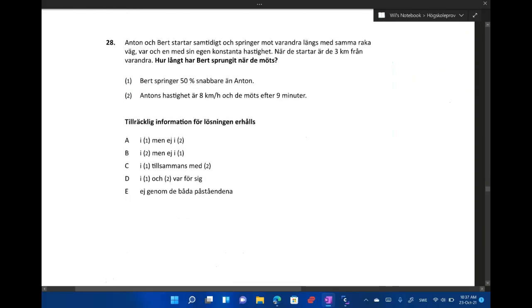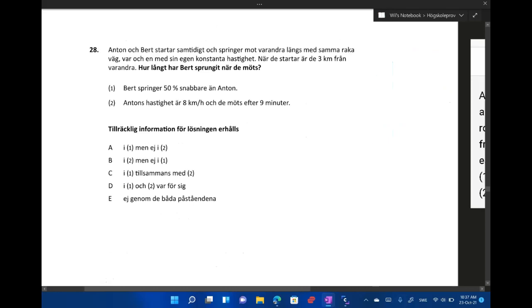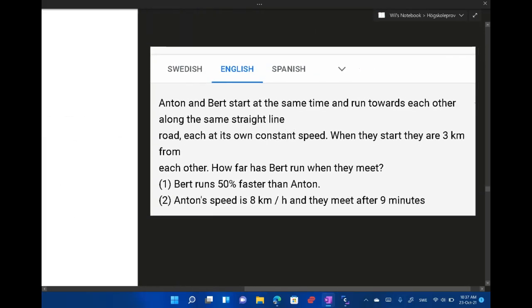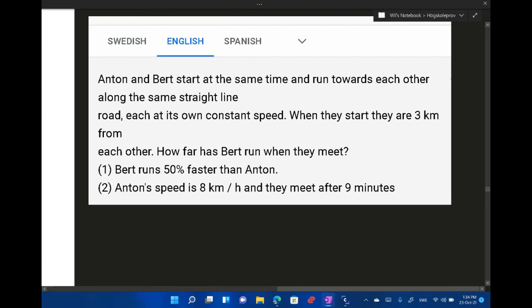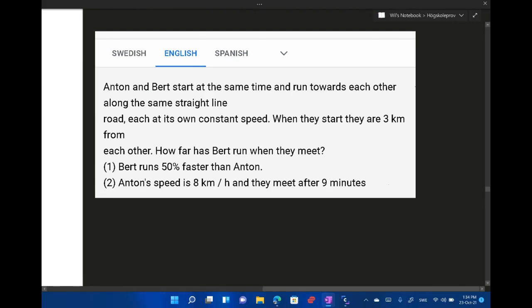And 28, it says, let me read it from the Swedish to English here. Anton and Bert start at the same time and they run towards each other along the same straight line, each at its own constant speed. When they start, they are 3 kilometers away from each other. How far does Bert run when they meet? All right.